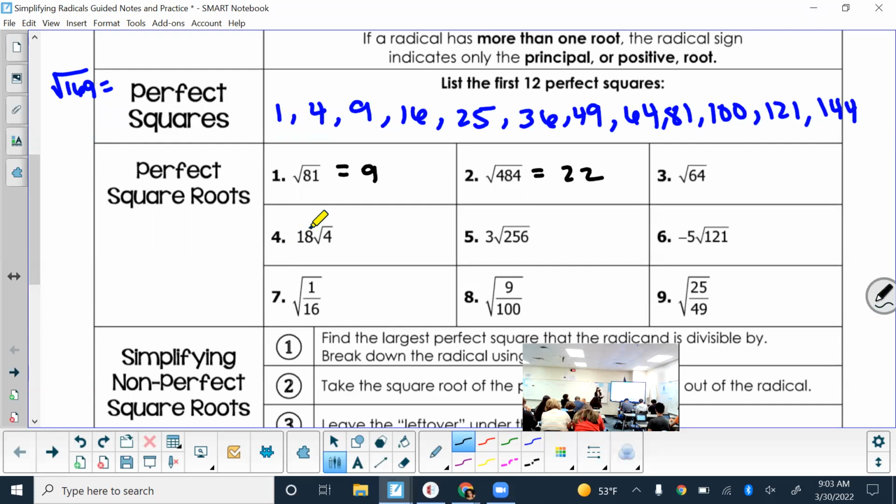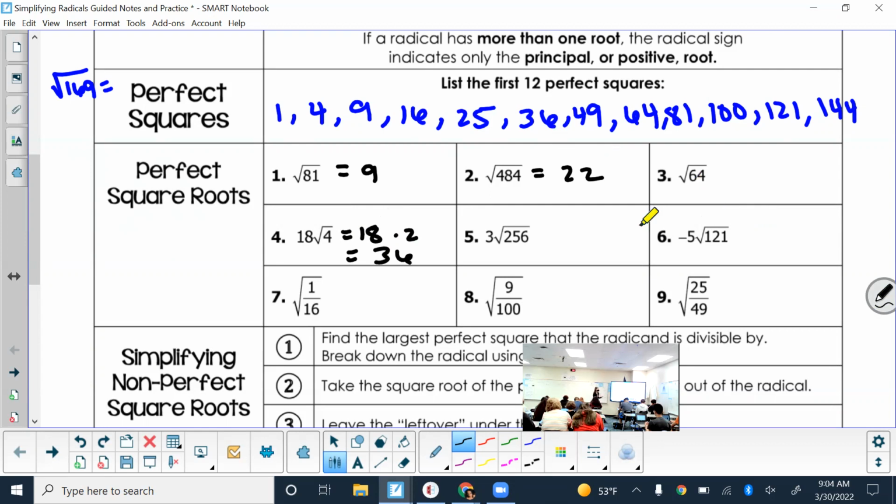Over here, problems like 4, 5, and 6, you see that there's a number outside, right? But is this number an index, like the 18, is it an index? No, an index would be like a little number in this little nook right here. So what this is implying is 18 times the square root of 4. So what's the square root of 4? So it's 18 times 2, which equals what? 36. That's how you would simplify those.